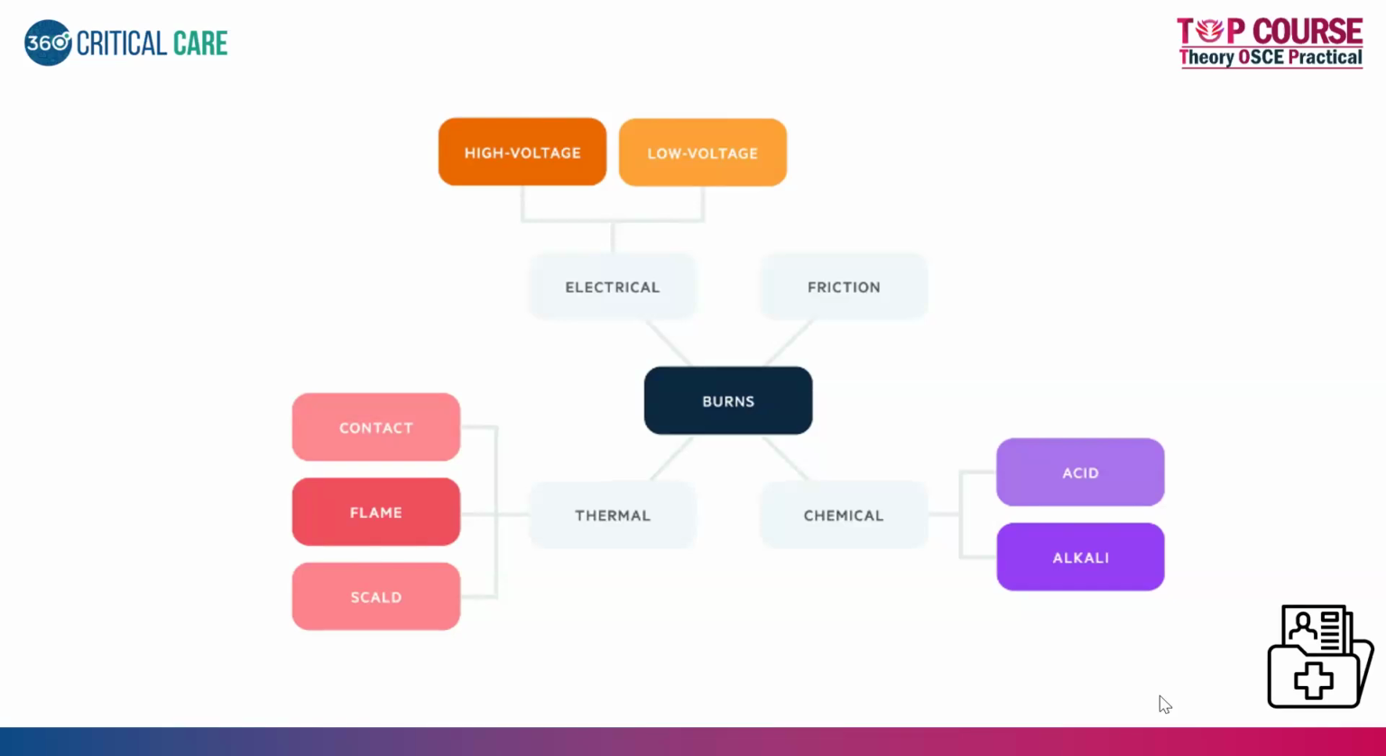So, again, they are subcategorized in electrical as high voltage and low voltage, chemical as acid and alkali, and thermal, you have contact, flame, and scalds. Scalds are because of fluids, hot fluids especially. Flame is direct exposure to the flame itself. It's quite straightforward. Contact is usually due to exposure to a very hot surface. It can be a hot plate or a stove, etc. So these are the causes for burns.